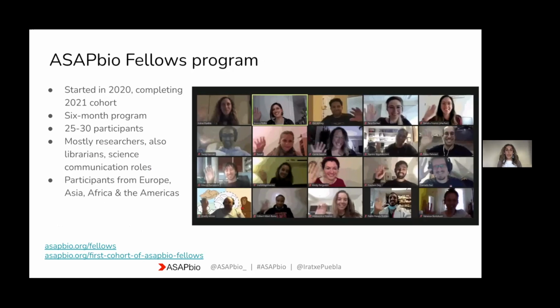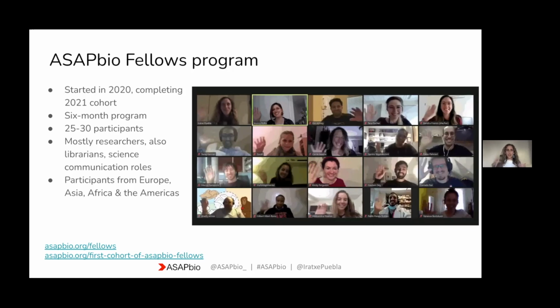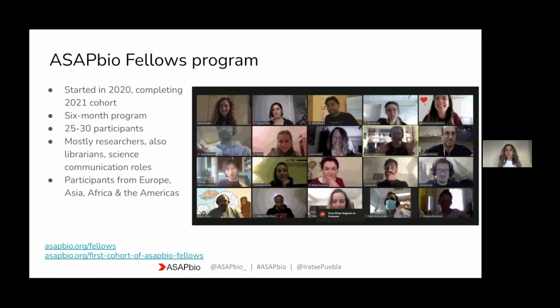2021 cohort. It has been mentioned before, it was important for us to make sure that the program has some structure, and it was confined to a certain period of time so that we could plan accordingly in terms of the activities, but also provide that sense of accomplishment and progression for the participants who were investing time in this. We have run it with cohorts of between 25 and 30 participants. The majority are researchers, early career researchers in particular, but we also have some fellows who are in different roles. We have had several librarians and others in science communication roles as well.